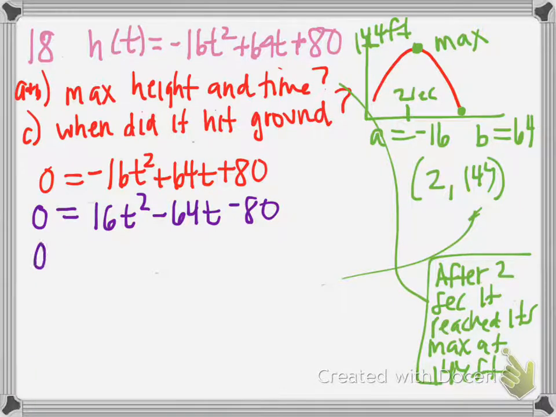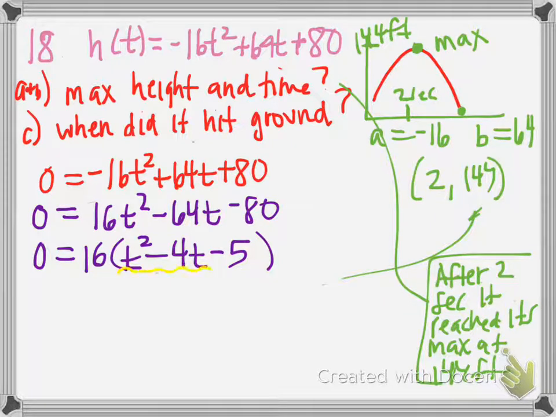So if I were to factor this, I notice that we have pretty big numbers here. Hopefully we could find a common factor. And 16 actually divides 64 and 80, so I'm going to pull out a 16. So if I pull out a 16, I would be left with t squared minus 4t minus 5. And then what's left in the parentheses, if I could still factor that, I would have to continue.